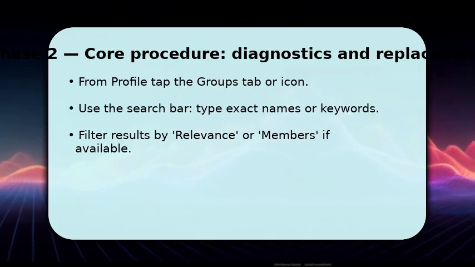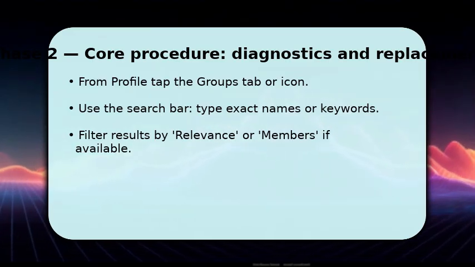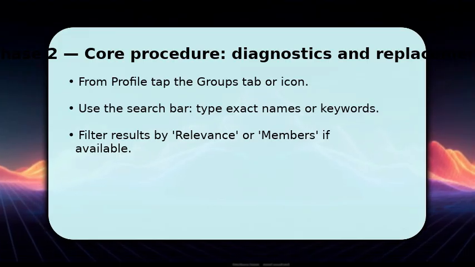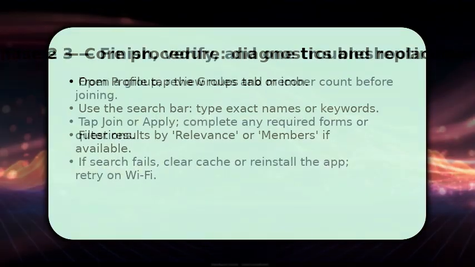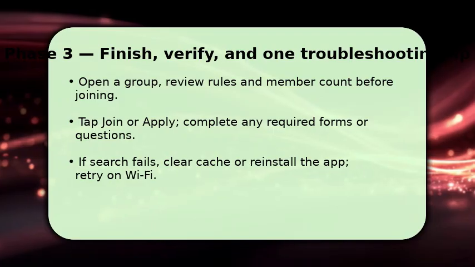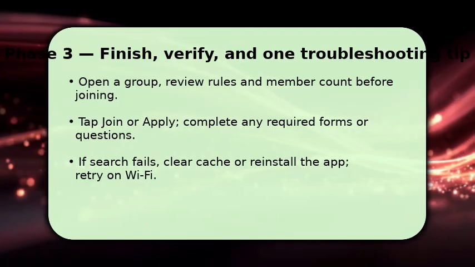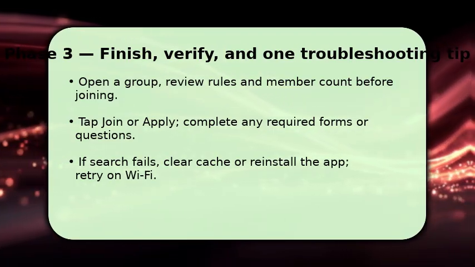If you want official affiliates, look for verified badges or consistent naming patterns to spot legitimate groups. After you find a group, open its page and read the description and rules. This explains expectations and membership types.